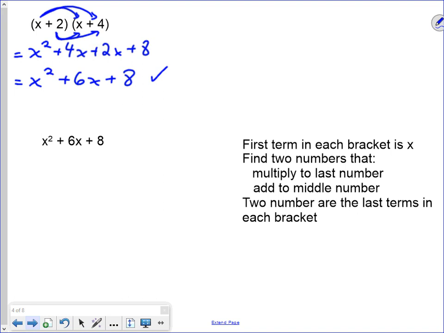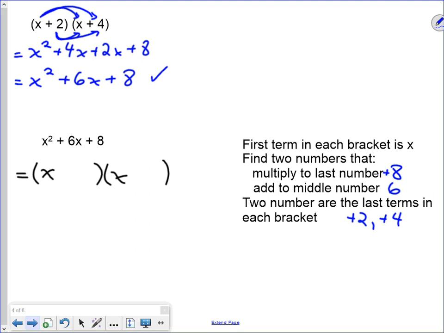Okay? So let's review how we actually factored this trinomial here. Okay? X squared plus 6x plus 8. We started by knowing that we wanted to have two binomials multiplied by each other. Then we looked at this and said, okay, our first term in each bracket has to be x in order to get the x squared in our first term. Then we tried to find two numbers that multiplied to give us our last number. They had to multiply to give us the 8, and they had to add together to give us the middle number. So in this case, they had to add to 6. And our two numbers were positive 2 and positive 4.